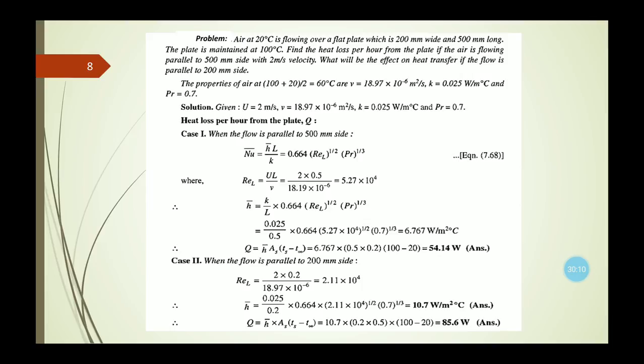Now to calculate the heat loss from the plate using Newton's law of cooling, Q equals h bar A multiplied by the temperature difference. Putting in all the values for these parameters, we get Q equals 85.6 watt. So this is the way we calculate the effect on heat transfer, or the heat loss, for the two different distances provided in this numerical. And for that we need to remember the equations for the local and average heat transfer coefficient.